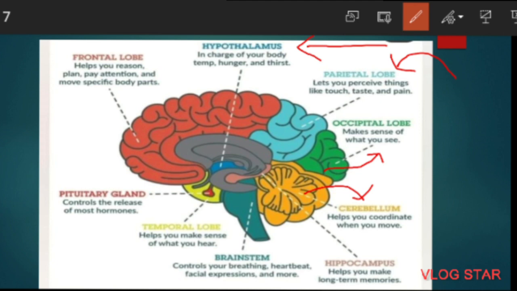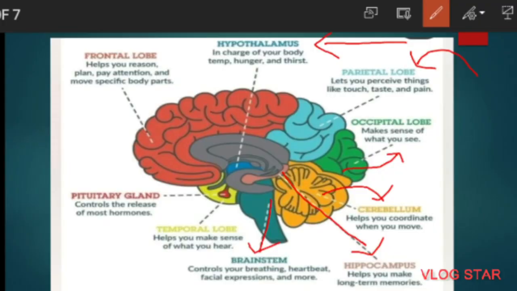The next part is the hippocampus. It helps you to make long term memories. It stores the memories and it's involved in remembering things. Then the next part is the brain stem. So it is involved in breathing, blood pressure and changes in heart rate, as I have said earlier. So it is involved in controlling the heart rate, breathing and also the facial expressions.